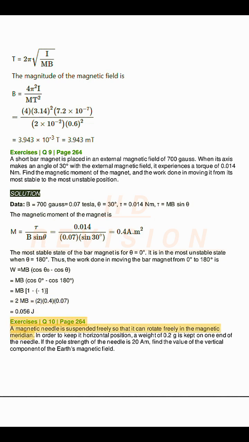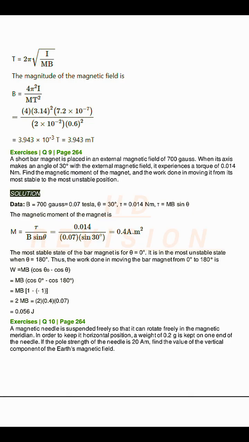Exercises, Q10, page 264. A magnetic needle is suspended freely so that it can rotate freely in the magnetic meridian. In order to keep it in horizontal position, a weight of 0.2 grams is kept on one end of the needle. If the pole strength of the needle is 20 Am, find the value of the vertical component of the Earth's magnetic field. Solution. Data: m equals 0.2 grams equals 2 × 10^-4 kg, qm equals 20 Am, g equals 9.8 meters per second squared.